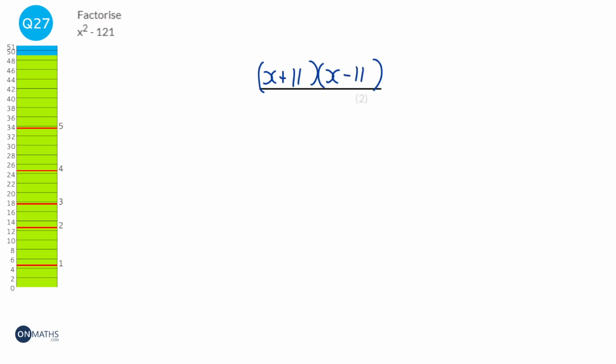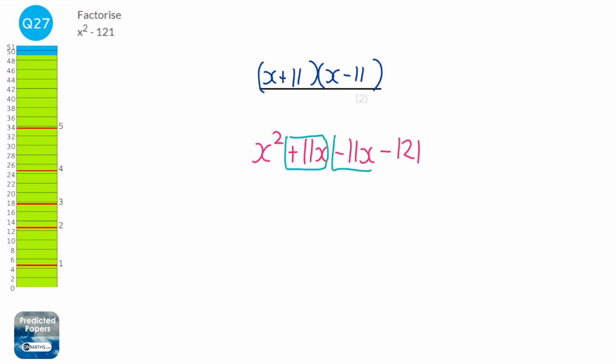Now, when we expand that, and we're just going to quickly expand that now to have a look, it's going to be x squared plus 11x minus 11x minus 121. And notice that the two x terms cancel each other out, which is why we don't have the x terms.